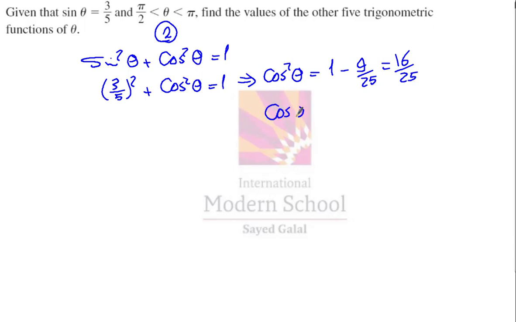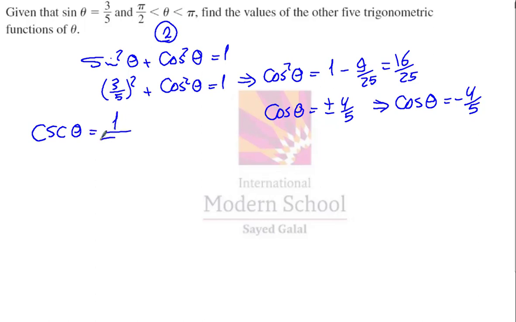Then cosine theta equals positive or negative 4 over 5. Theta is in the second quadrant, and cosine in the second quadrant is negative, so cosine theta equals negative 4 over 5. Then I have sine and cosine, so we can find cosec theta. Cosec is the reciprocal of sine, 1 over sine theta, equals 5 over 3.